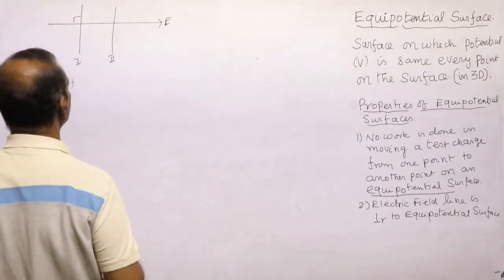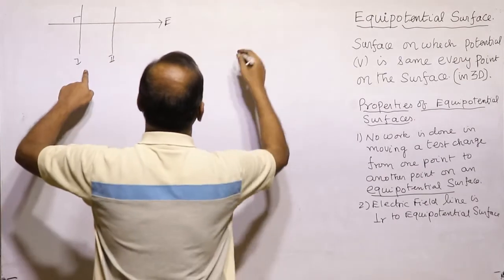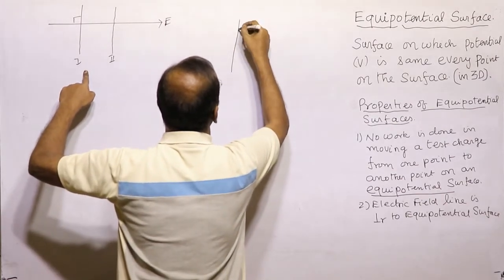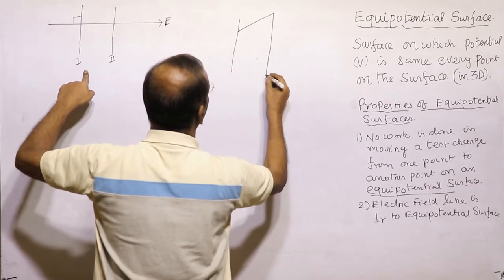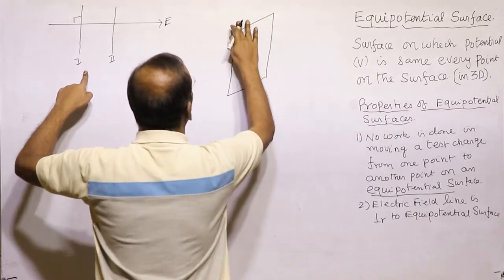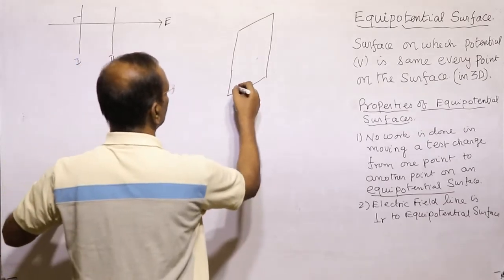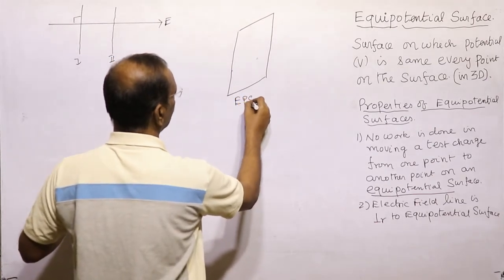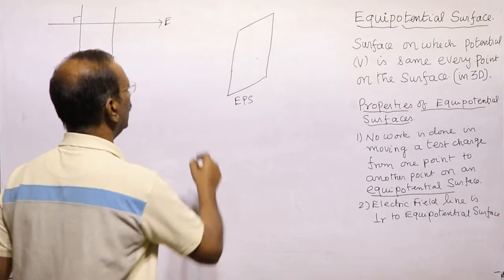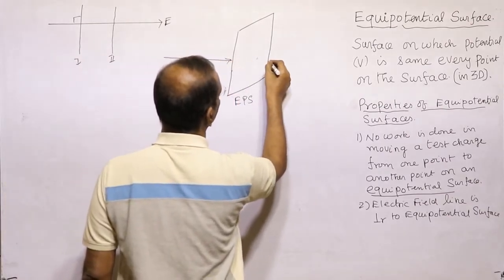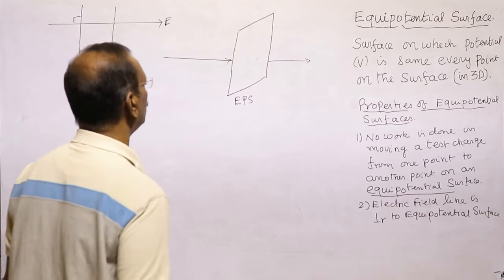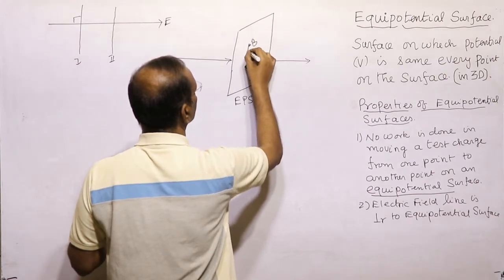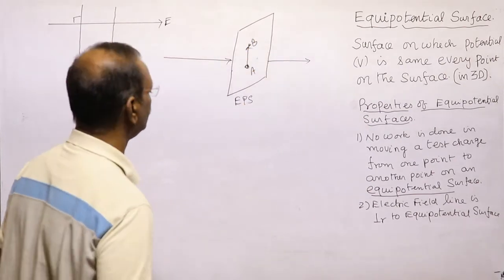And how will the surface be there? If you tilt it like this, let us take the first surface. It will be like this. Everywhere on the surface the potential is the same, since it is an equipotential surface. The potential at every point on this is equal, and this is the direction of the electric field. If you move your test charge from one point to another point, the work done is equal to 0.